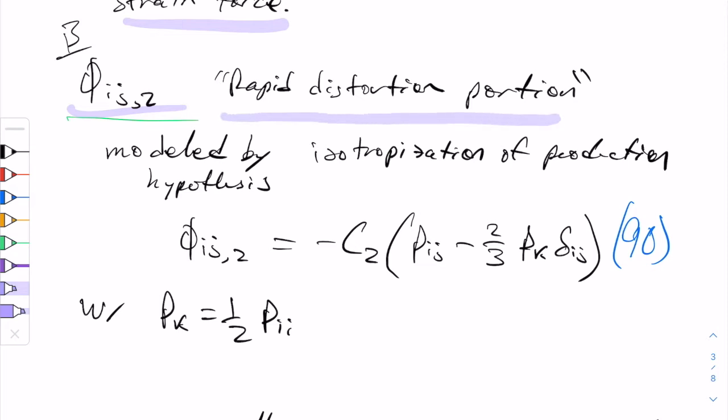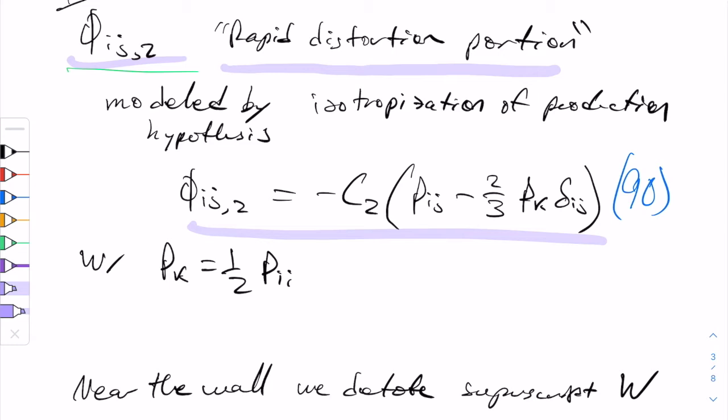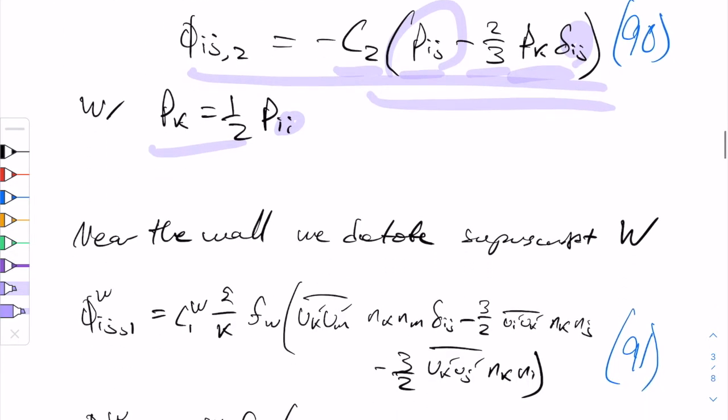This is what we call the rapid distortion portion, and it's modeled by the isotropization of production hypothesis. Here is the particular model that the HJH turbulence model RSM uses. It's phi ij of 2 is negative C2 times Pij minus 2/3 Pk Kronecker delta function delta ij. Here Pk is written as 1/2 Pii, so this is repeated indices, so that's really 1/2 of the trace of Pij. So this model form should look familiar to previous models and sort of like the stress tensors of the equations of motion.